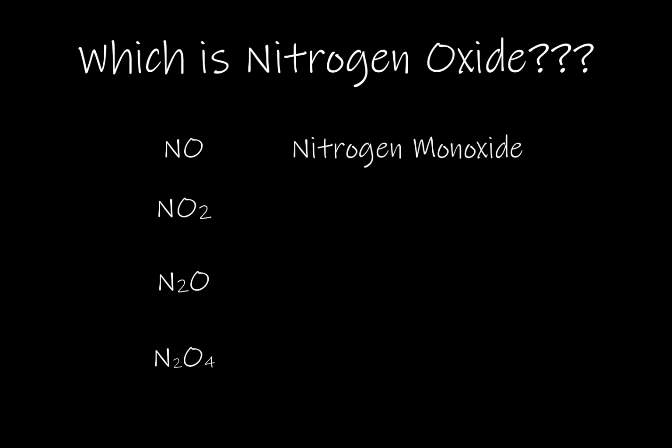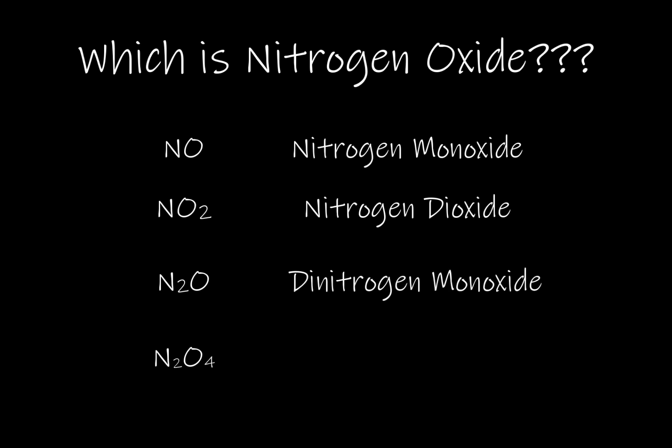Nitrogen monoxide is composed of one nitrogen atom and one oxygen atom. Nitrogen dioxide is composed of one nitrogen atom and 2 oxygen atoms. Dinitrogen monoxide is composed of 2 nitrogen atoms and 1 oxygen atom, and dinitrogen tetraoxide is composed of 2 nitrogen atoms and 4 oxygen atoms.